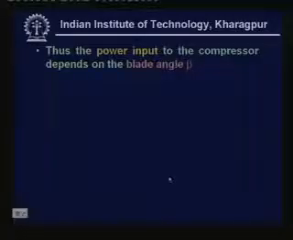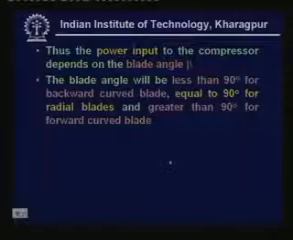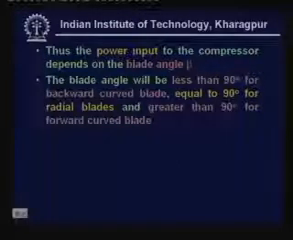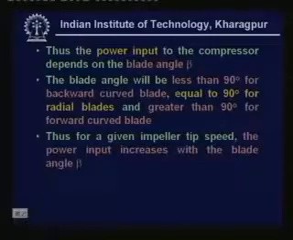Now, thus the power input to the compressor depends upon the blade angle beta, as I said. The blade angle will be less than 90 degrees for backward curved blades, this is important to remember, equal to 90 degrees for radial blades and greater than 90 degrees for forward curved blades. Thus, for a given impeller speed, the power input increases with the blade angle beta, because from the expression for power input you find that you have 1 minus Vn2 into cot beta by U2. So as beta increases, your cot beta reduces. Once the cot beta reduces, the power input increases.